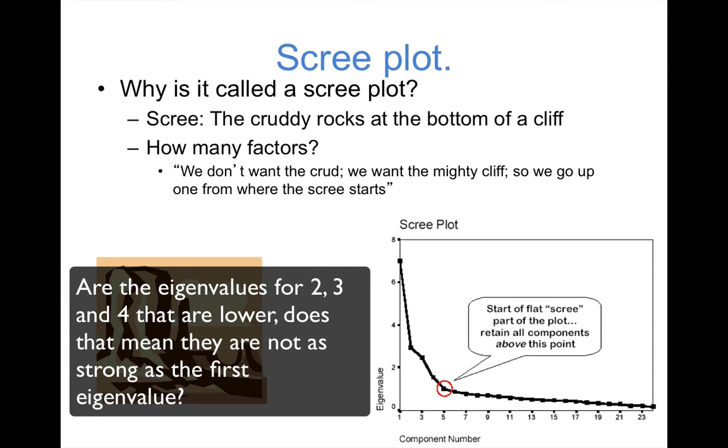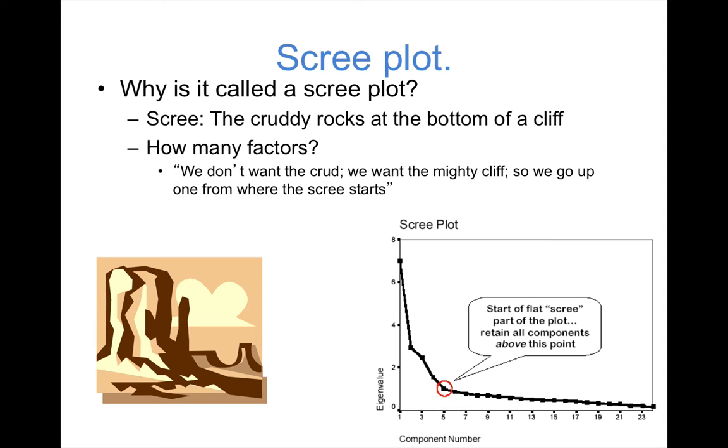Yeah. With the eigenvalues that are lower, say for 2, 3, and 4, does that mean that they're not as strong a factor? Yeah, so we'll talk about rotations in a bit, but if you look at the unrotated solution, that first factor is going to express the most important chunk of variance. So if this looks a bit like an intelligence test, you've got a general ability factor, and then maybe there are subcomponents, like tests on verbal and psychomotor and perceptual or something like that.